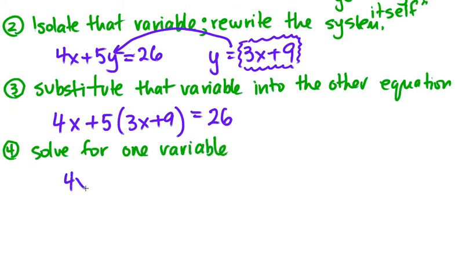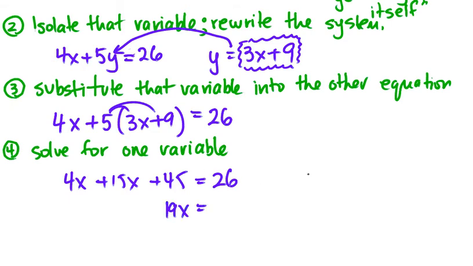So I do a little bit of algebra. In this case, there'll be some distributive law. And 19x is equal to, I have to subtract 45 from both sides, which gives me -19. Dividing both sides by 19 gives me x = -1. I solve for one of the variables.